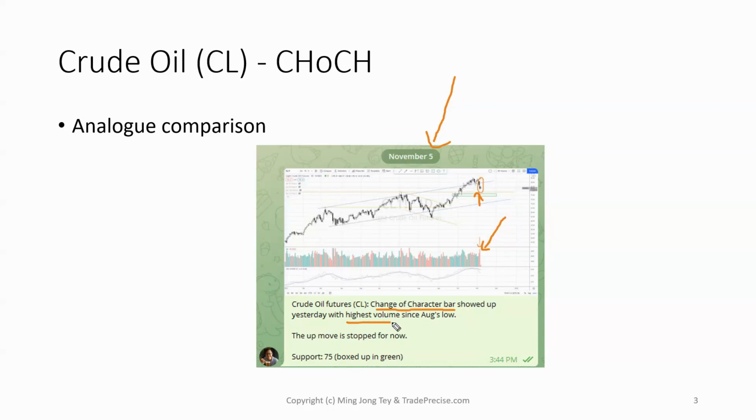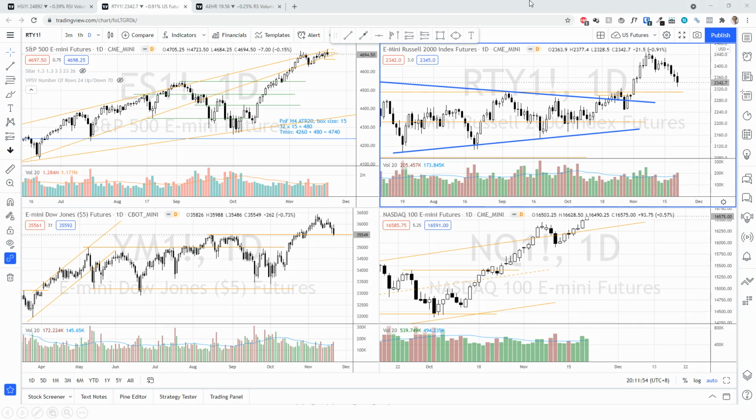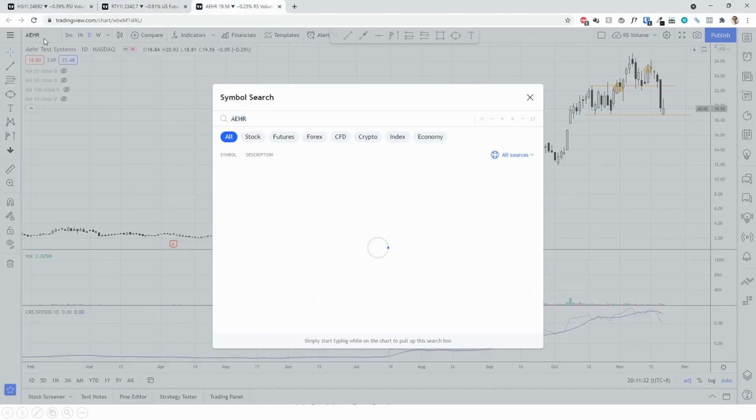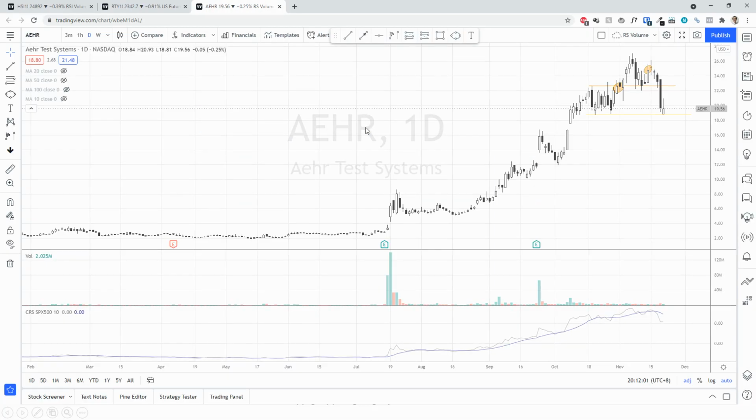So this is the highest supply, highest volume since the August low, and the up move is stopped for now. What I mean is that this up move, this uptrend, could be stopped for now. Okay, so what's next? Let's see. Before I jump into the trend, let me just go to the crude oil chart first. So you can see that this is crude oil.